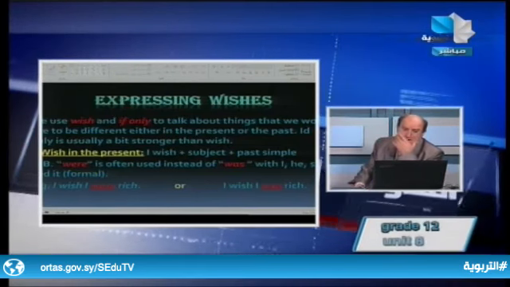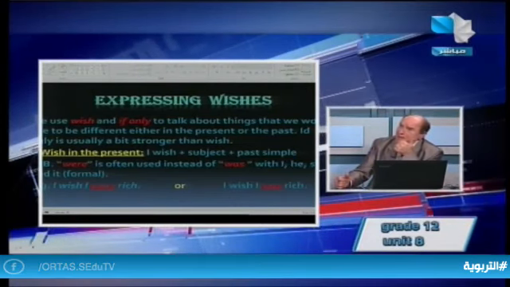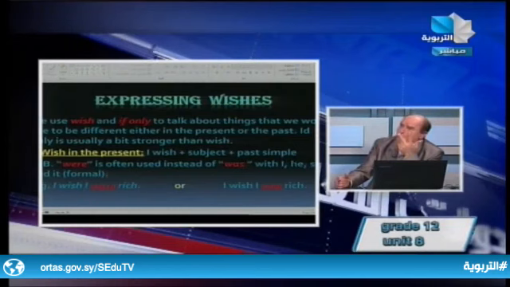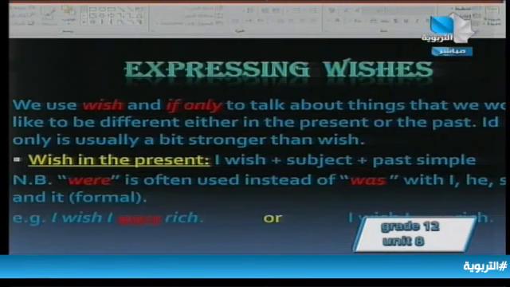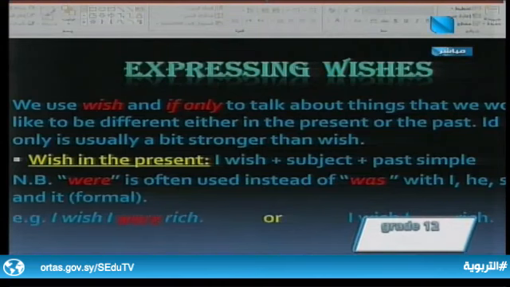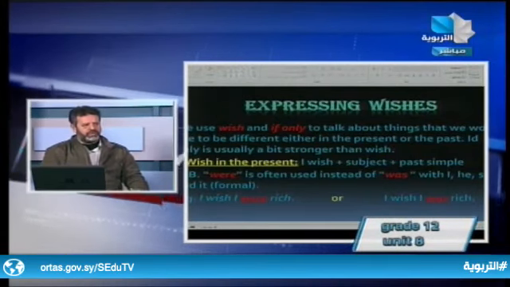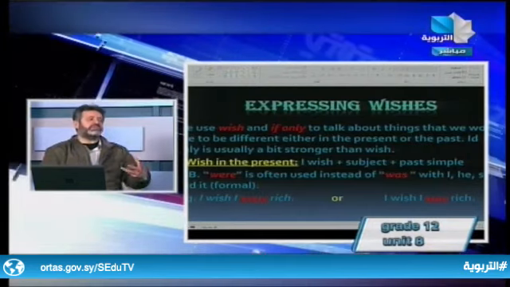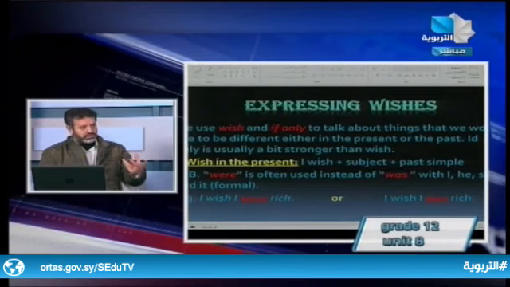Good. Mr. Mazen, we have wish with the past, we have wish with the present, we have wish for the future. Now, you are going to start with wish in the present. How do we use the main verb after wish? First of all, when we talk about wish, we talk about something which we like to be different from the present situation itself.